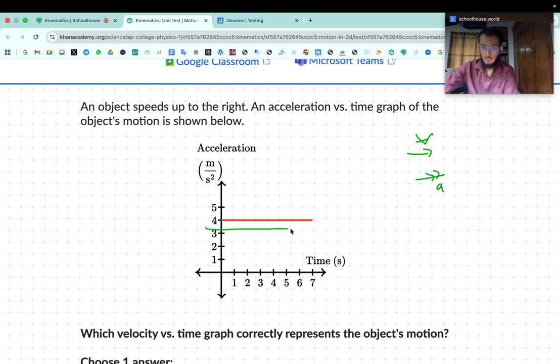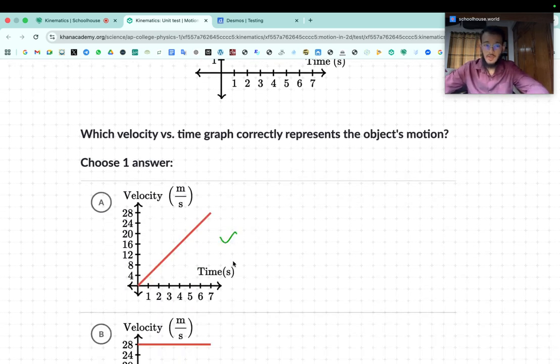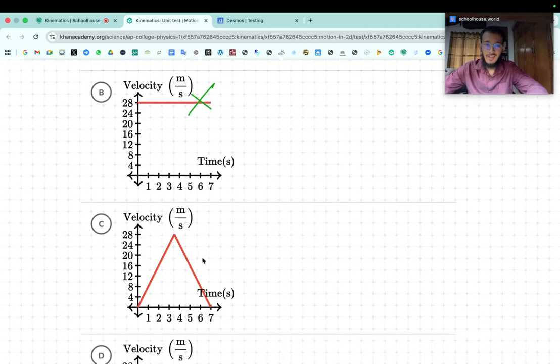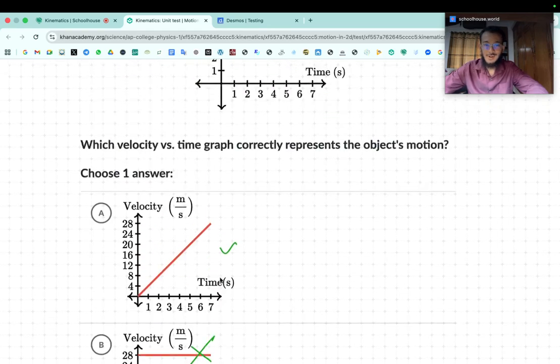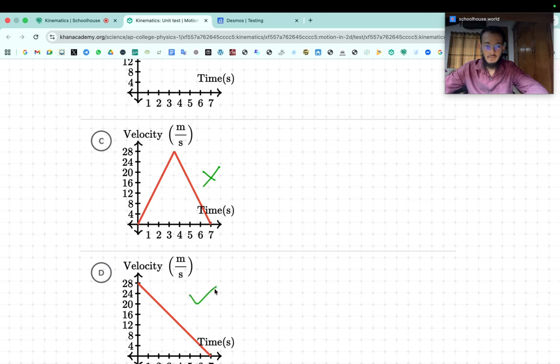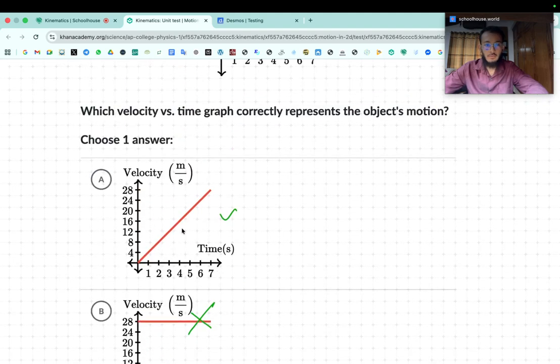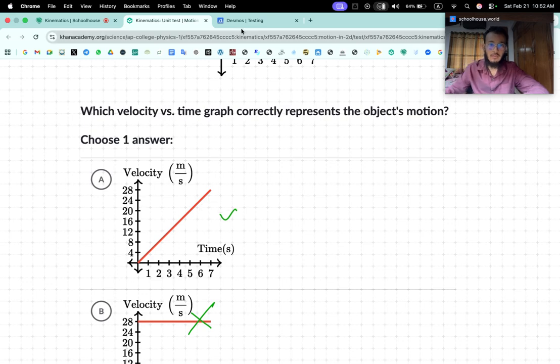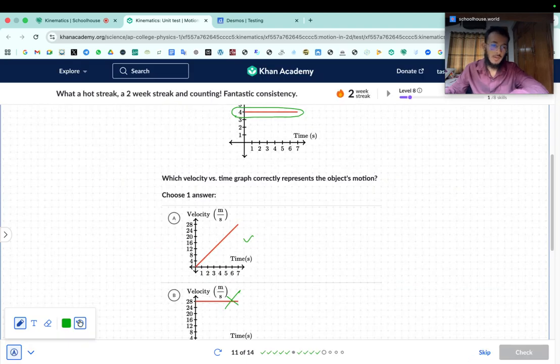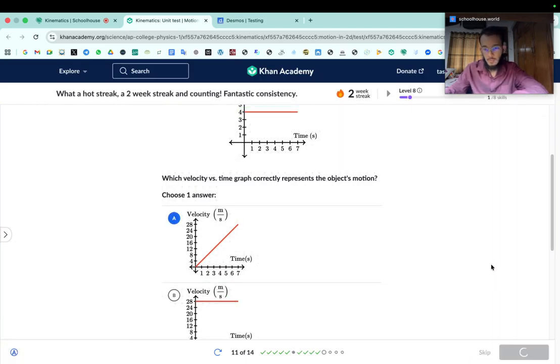And the acceleration is 4. Positive. It's positive. Here we have positive gradient. Here we have constant velocity. Here we have a turn. That's not true. And here we have negative. This is not true as well. For this one, this is true. What about the acceleration? 28 divided by 4, 28 divided by 7. Magnitude is matching. So is the direction. So our answer would be A.